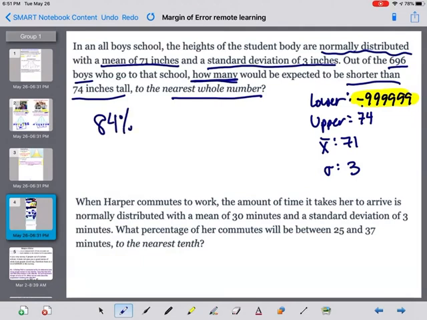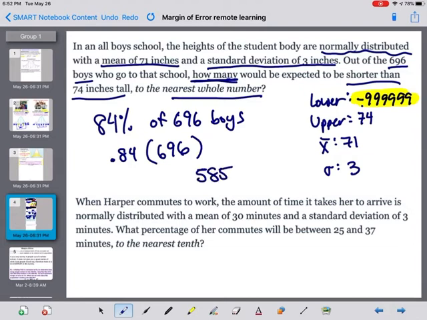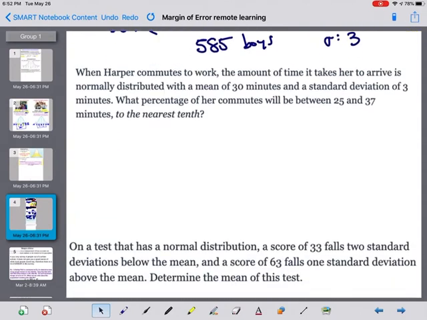We have another step though. It didn't ask for the percent, it said how many students. So I have to find 84% of the 696 boys in the school. So I do 0.84 times 696, and you get 585 students. So that's how many out of the 696 would be shorter than 74 inches tall. Okay, a couple more, and then that's it.